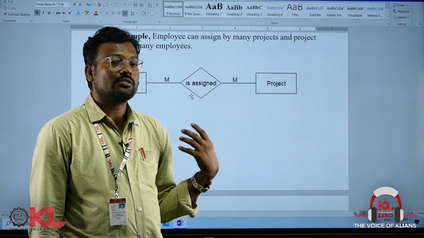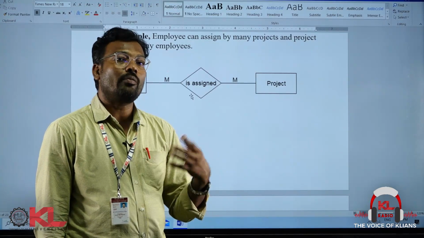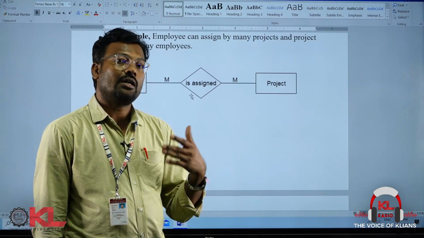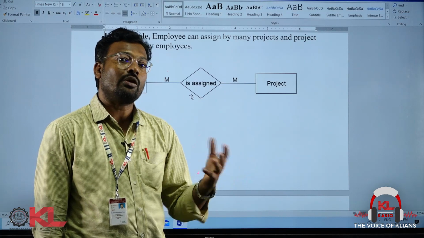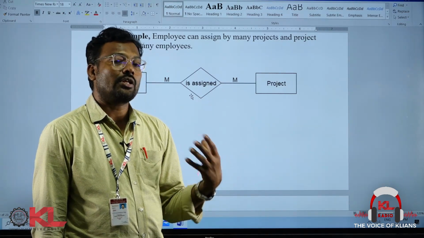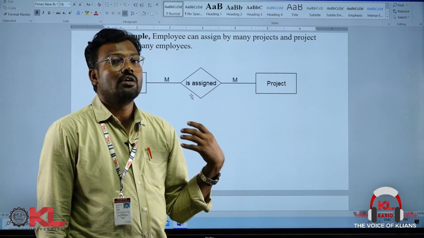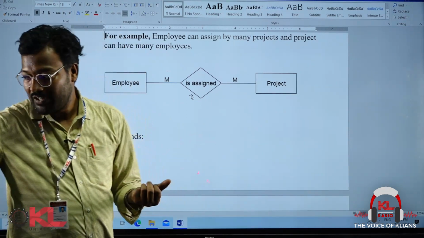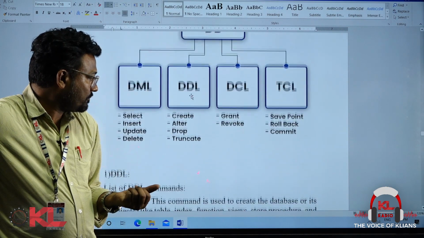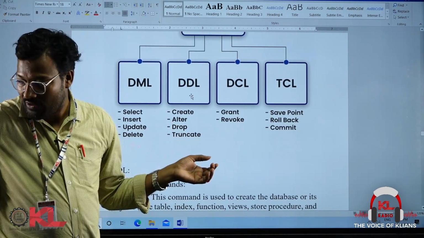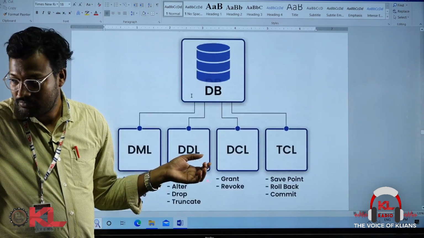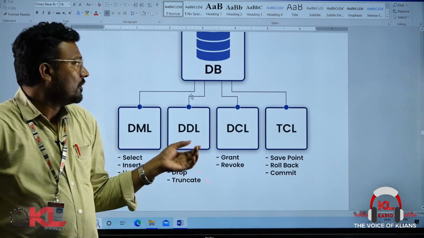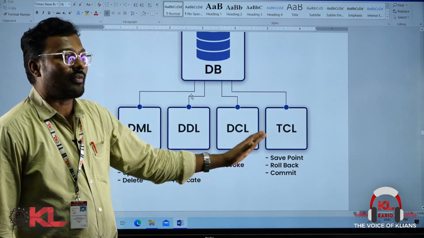So, any administrator who wants to maintain their data, and wants to provide security and protection to the data, has to follow these categories of commands. First, this is the flowchart of the categories of commands.